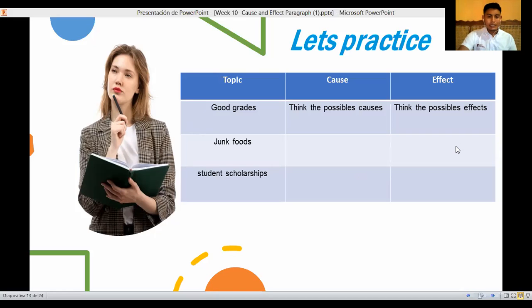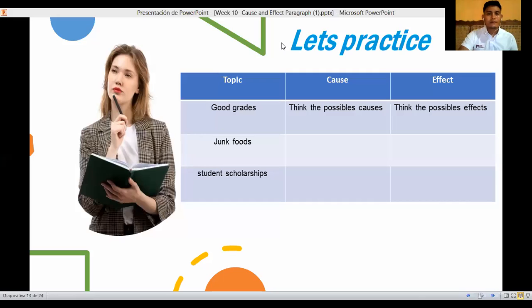Yes, Fabiola de Lama said, studying hard. Yes, there is a cause, good grade. And then we will write in the cause about the topic good grade, possible cause, studying hard. Yes, and what will be the effects? If you study hard, what will be the effects? If you study hard, yes?